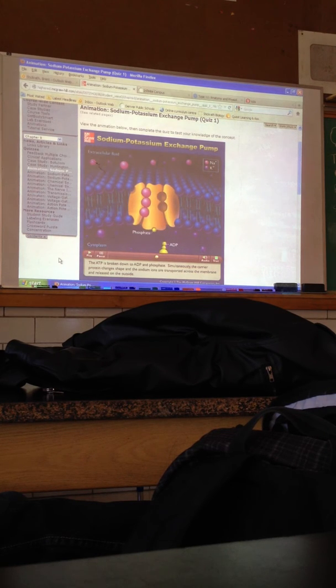Simultaneously, the carrier protein changes shape and the sodium ions are transported across the membrane and released on the outside. In its new conformation, the carrier protein can now bind potassium ions on the outside of the cell. 2 potassium ions move into the carrier protein from the outside of the cell membrane, and the phosphate attached to the carrier protein is released. The carrier protein changes shape again, reverting to its original conformation and delivering the potassium ions across the membrane to the inside of the cell. It is now ready to repeat the process of sodium-potassium exchange.